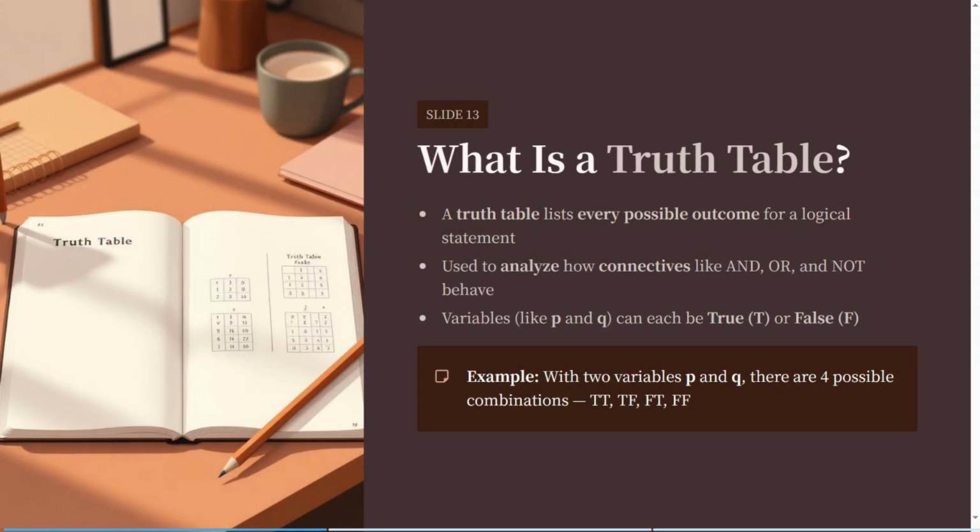What is a truth table? A truth table lists every possible outcome for a logical statement. With two variables, P and Q, we get four combinations: true and true, true and false, false and true, and false and false. Truth tables help us analyze logic.